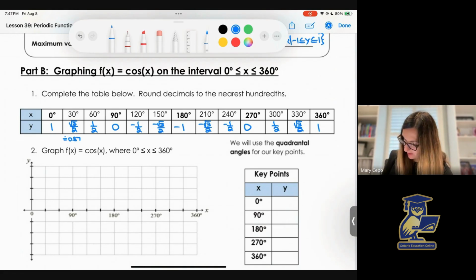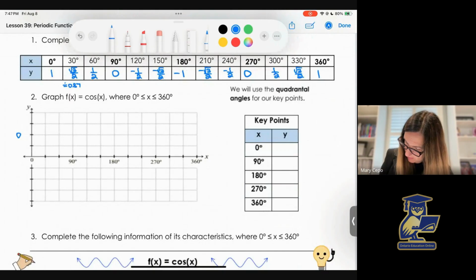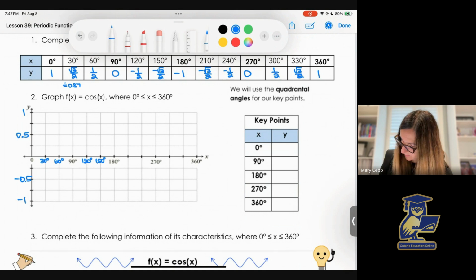Okay, so let's graph that. Again, we'll use the same scale. The y-axis will go up by 0.25, so that's 0.5, 1, negative 0.5, and negative 1. These x values are going up by 30s. So we're starting at 1. At 0, we're at 1. At 30, we're at 0.87. Then we're at 0.5. Then we're at 0. Then we're at negative 0.5. Just using the table of values to help me graph this.